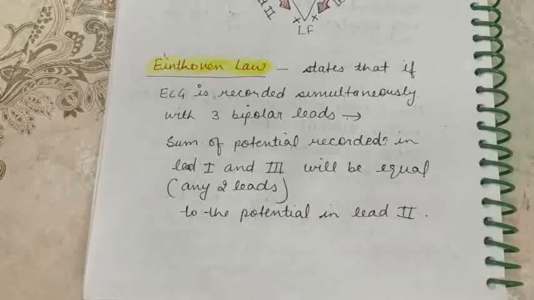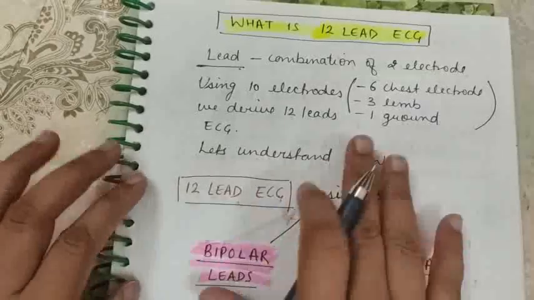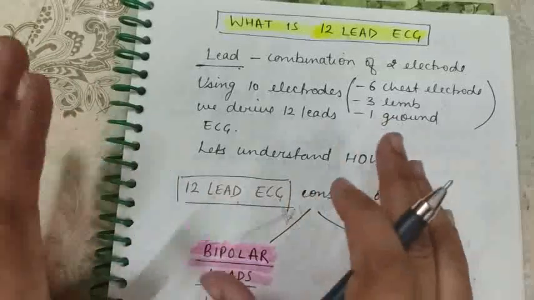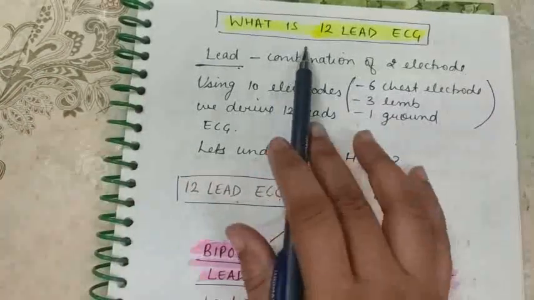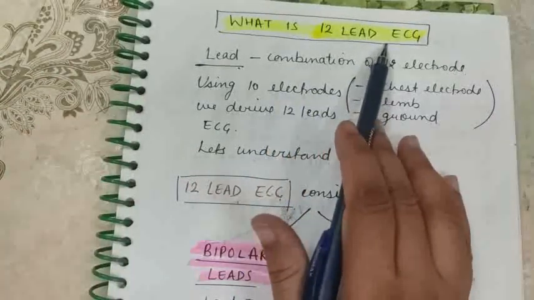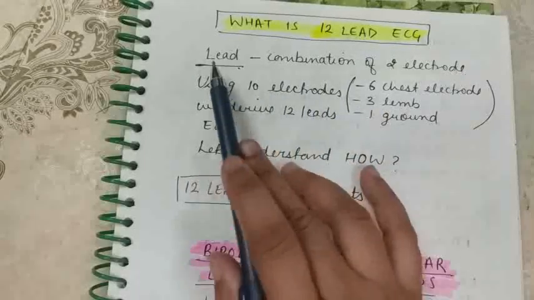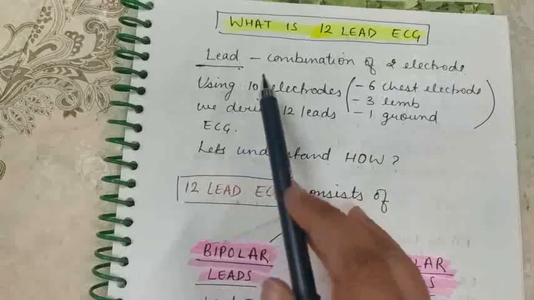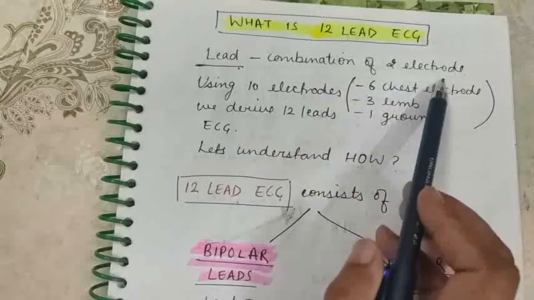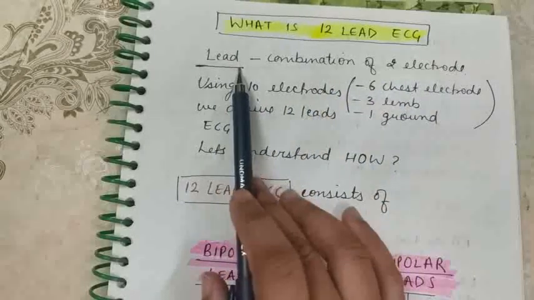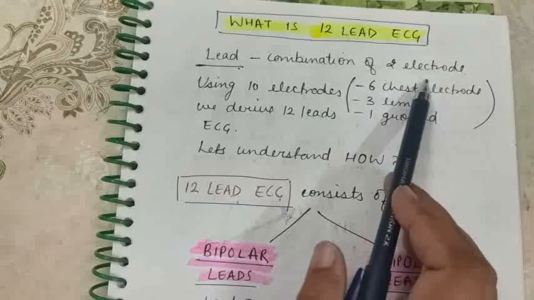Okay, now let's see what is ECG. We always call ECG a 12 lead ECG. What does that mean? Do we apply 12 electrodes? No. We apply only 10 electrodes. So what is a lead here? A lead is nothing but a combination of 2 electrodes. So a lead is not a wire. It is a combination of 2 electrodes.